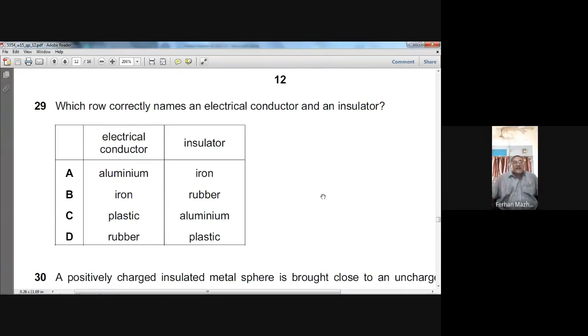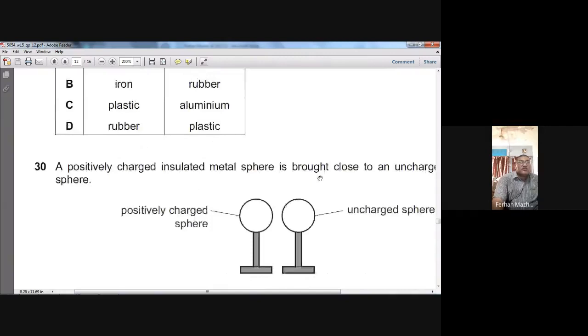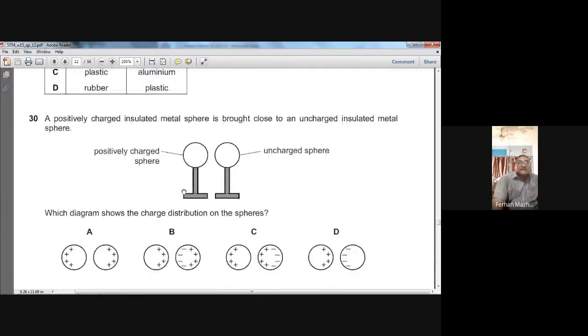Electric conductor, iron is an electric conductor; insulator, rubber is an insulator. So B is the option. Question number 29, B is the option. It's a very simple, straightforward question. No googlies in it.